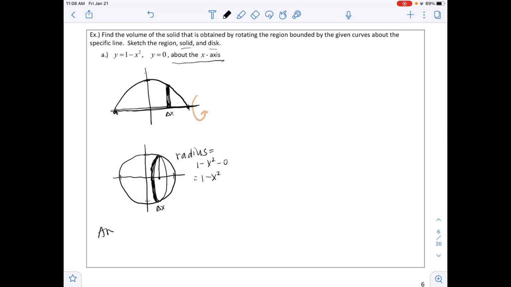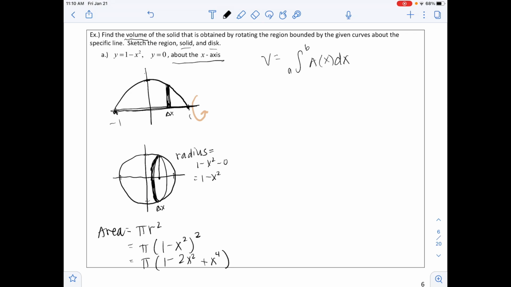So our area is going to be pi r squared, which for this problem, our radius is going to be 1 minus x squared, and then we're going to square that. If you were to multiply this out and combine your like terms, you're going to have pi times 1 minus 2x squared plus x to the 4th. And so to find our volume, which is what it would like us to do for this problem, we are going to be integrating from a to b of our area times dx.